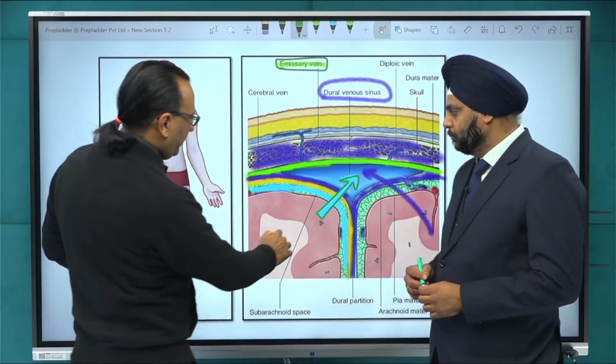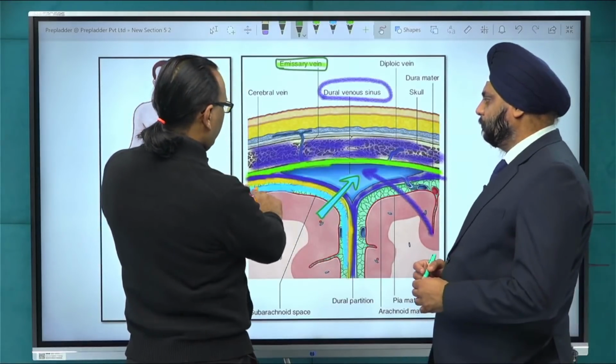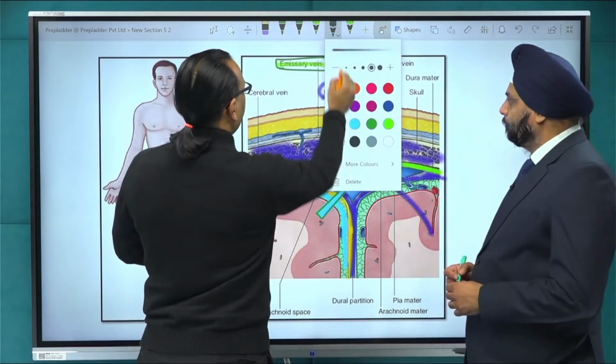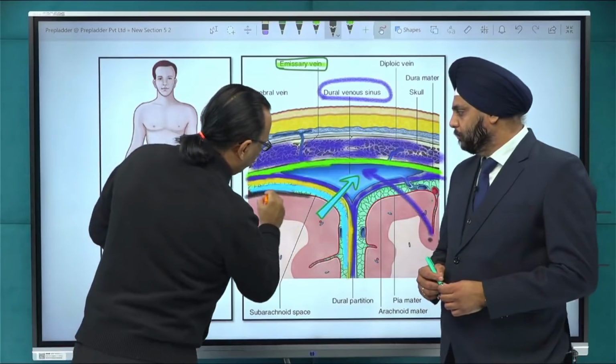Okay, so once we have discussed this, the dura mater, arachnoid mater, and subarachnoid space, what will be the last thing here? As we understand, that will be the pia mater covering the brain structure.